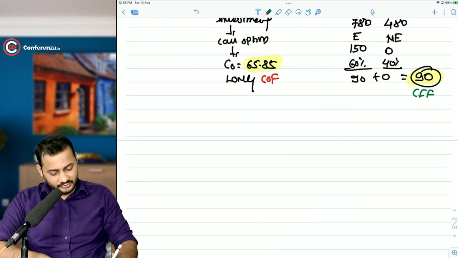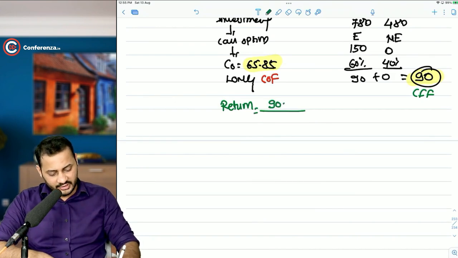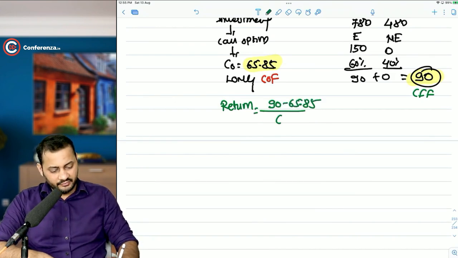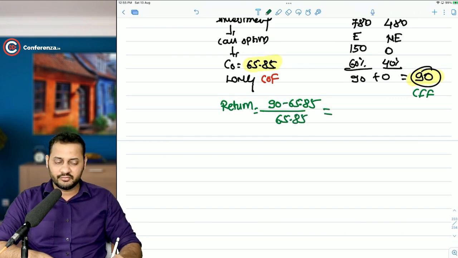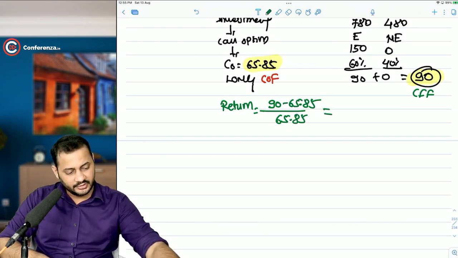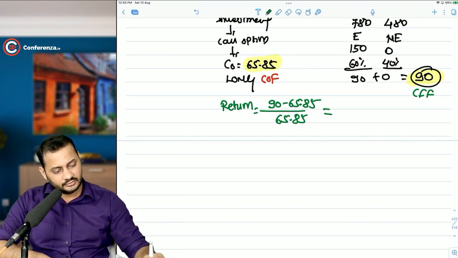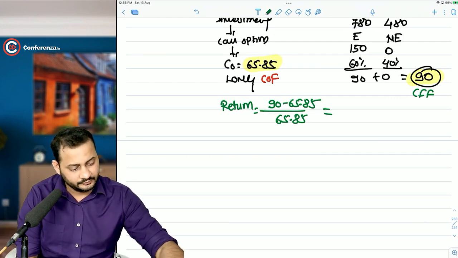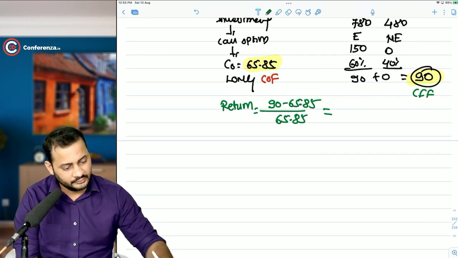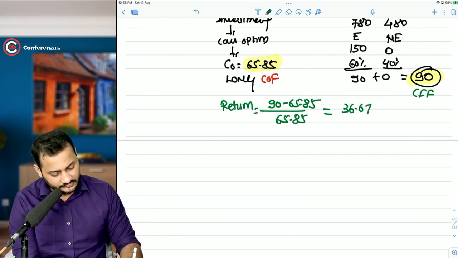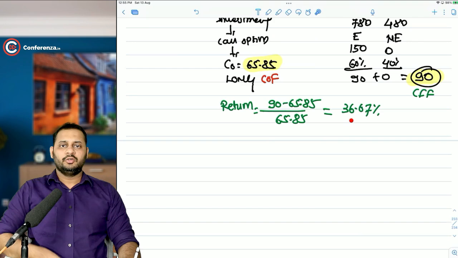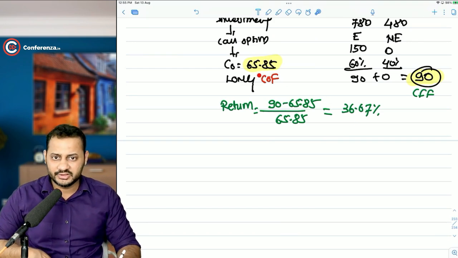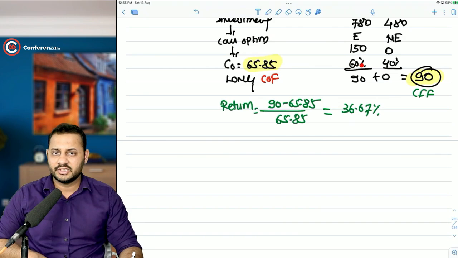So if the cash outflow is this and the cash inflow is this, can we calculate the return? Yes, sir. Return is equal to the return in the numerator, which is 90 minus 65.85, and the investment in the denominator, which is 65.85. 90 divided by 65.85 minus 1. That's 36.67%. This is what we earned. Or you can simply say that the option's value when we purchased it was 65.85 and on this date the option's value is 90. So the balance is your profit.